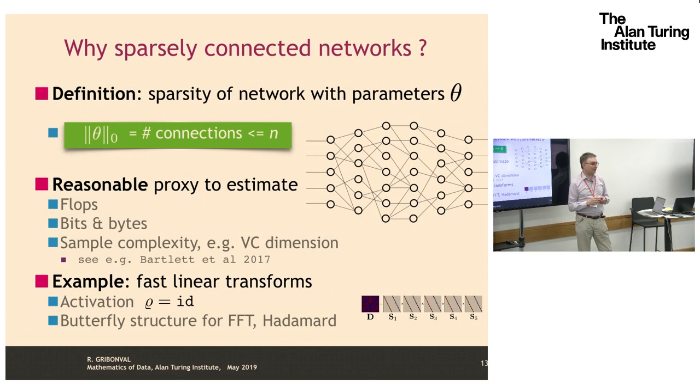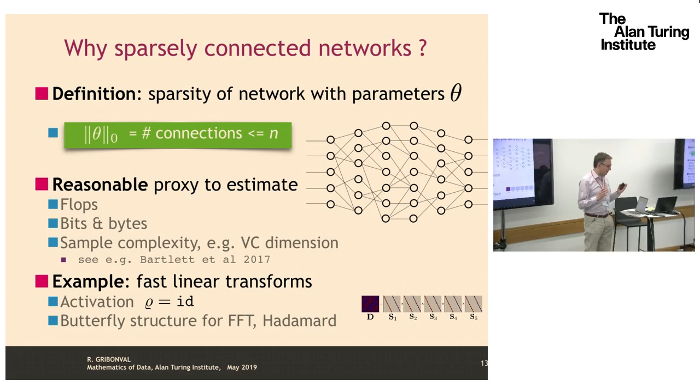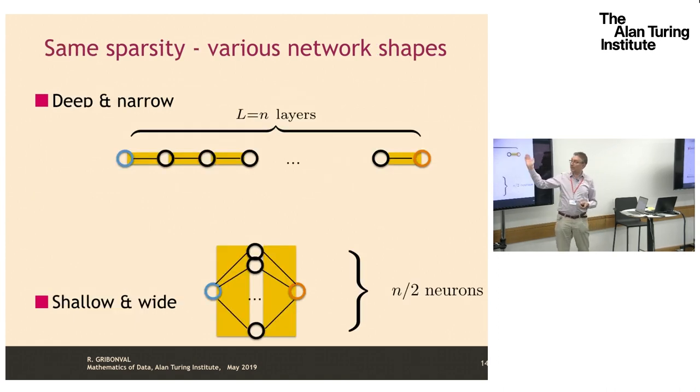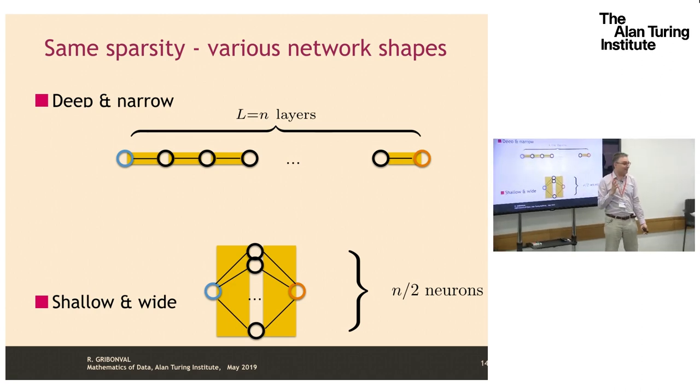Before we go further and actually dive into a bit of approximation theory, I'd like to say a word of caution about the diversity of sparsely connected networks. If you just wonder what a network can look like when it has n connections, well, there's a variety of shapes. There can be a very thin and deep network, or a very shallow but wide network.